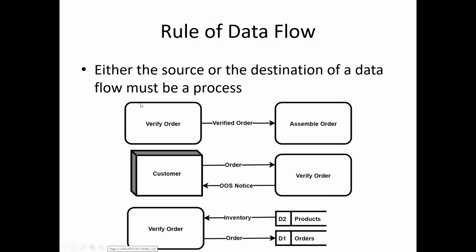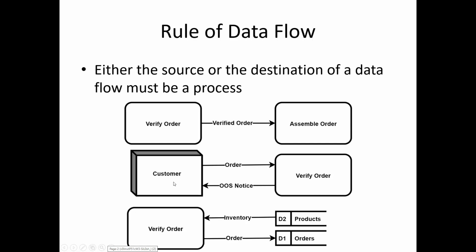It's very simple, because each data flow connects the sender with the receiver, right? And here it says either the sender or the receiver must be a process. We have some examples here. In the first example, we have two processes. The output of a process is the input of another process, which means these two processes work sequentially.